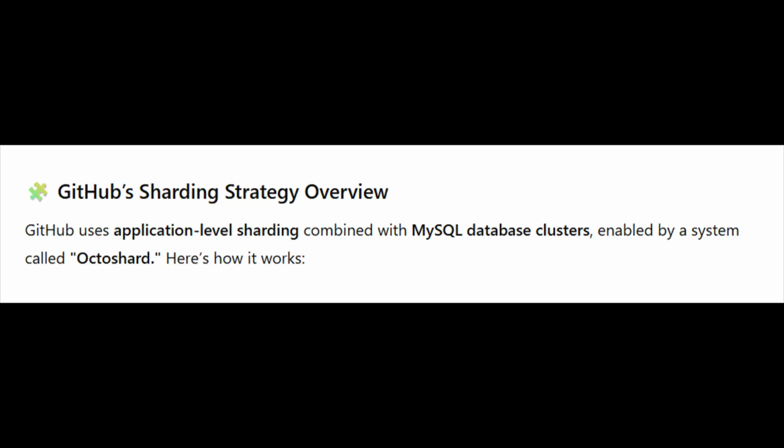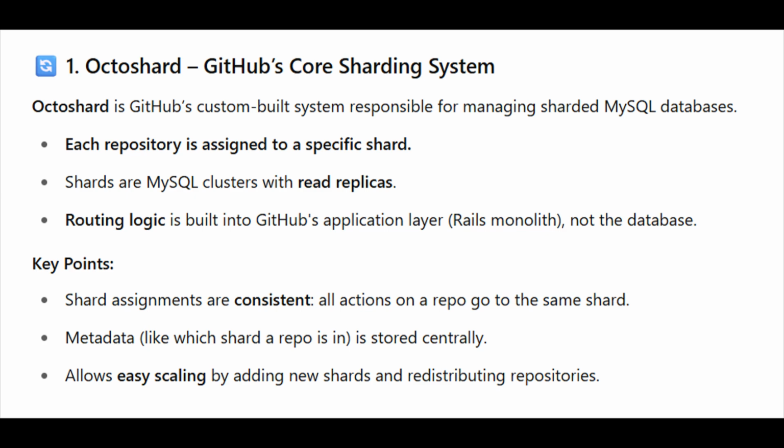GitHub's sharding strategy overview. GitHub uses application-level sharding combined with MySQL database clusters, enabled by a system called Octoshard. Here's how it works. 1. Octoshard, GitHub's core sharding system. Octoshard is GitHub's custom-built system responsible for managing sharded MySQL databases. Each repository is assigned to a specific shard.